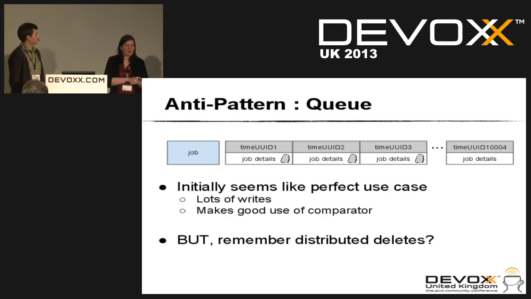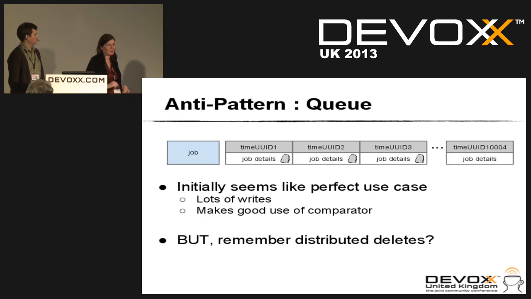But let's look at an anti-pattern. I love the queue anti-pattern, mainly because it looks perfect for Cassandra. You've got this flexible column layout. Every time you get a new job, you can just write it on, create a new column with the time that it was created, perhaps some information about the job that needs to happen. You have lots of writes, and it makes excellent use of the comparator. So why is it an anti-pattern?